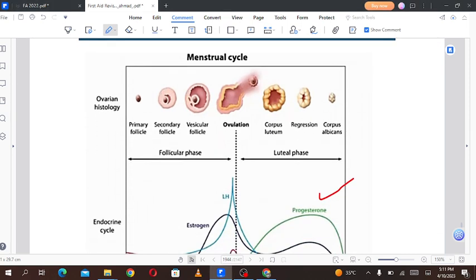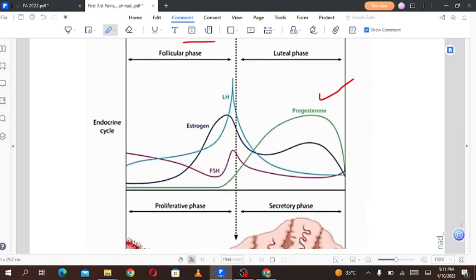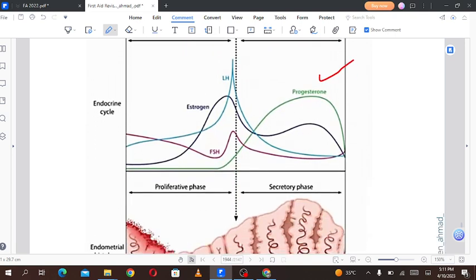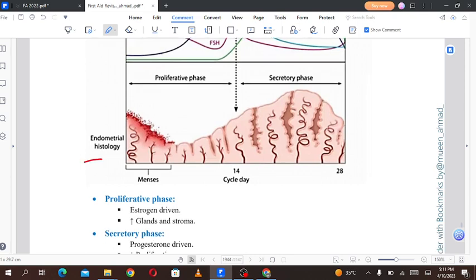So the ovarian histology: primary follicle, secondary follicle, and this is the vesicular follicle, the one with the vesicle is called the vesicular follicle. Then we have ovulation, then corpus luteum degradation and the corpus albicans, follicular phase, luteal phase, and here we have the endocrine hormones. So FSH, LH, the luteinizing hormone over here, and then the progesterone is over there. Then we have the proliferative phase and the secretory phase. Endometrial histology is over here. Then we have the menses and the cycle days, at day 14.